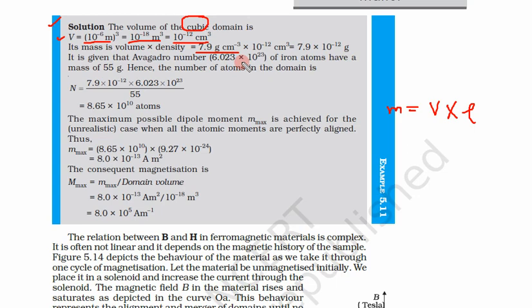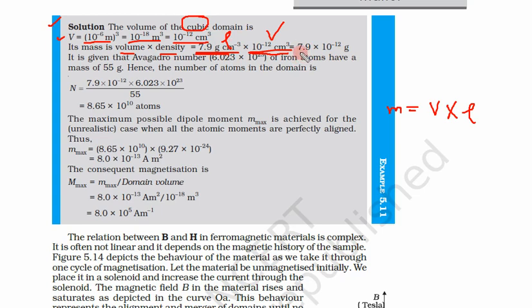So what is the density? Sorry, I spoke in reverse. This is the density rho and this is the volume. So here it is given reverse. First volume, then density. Here it is reverse. This is the density, this is the volume.